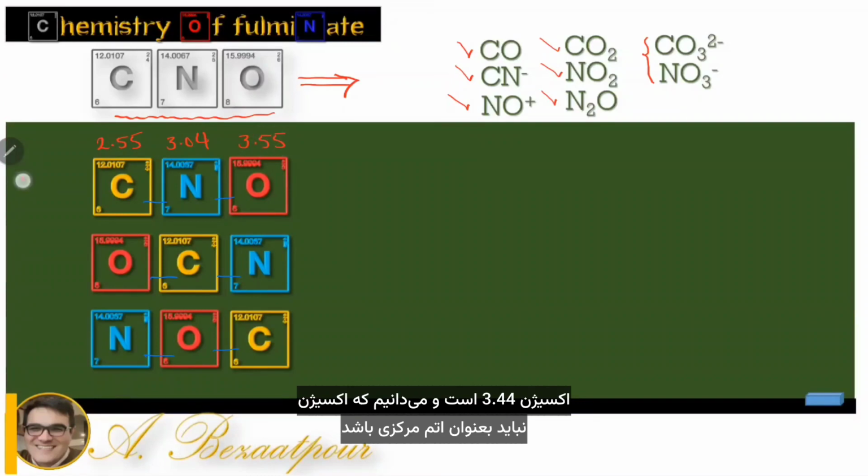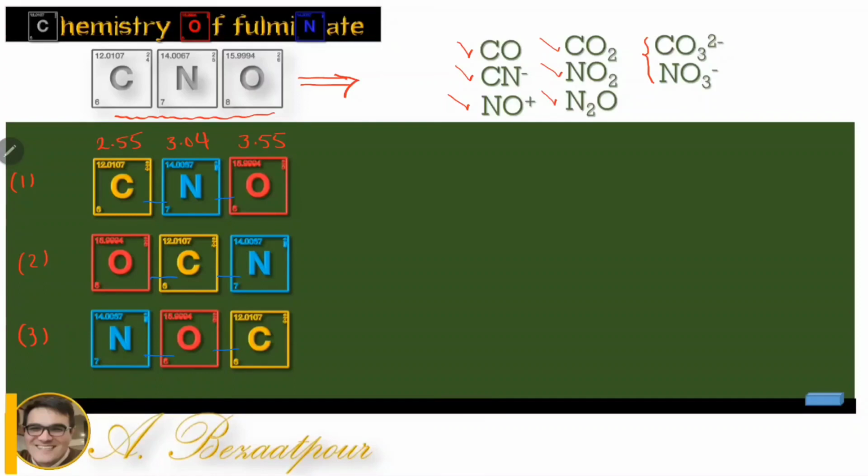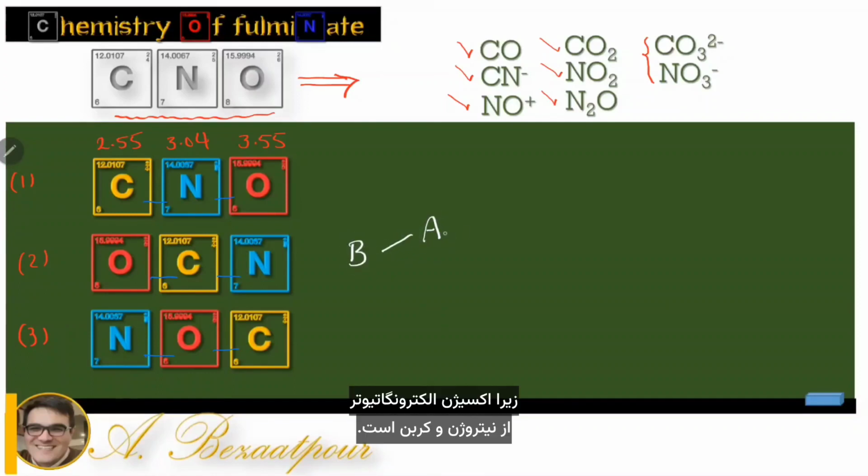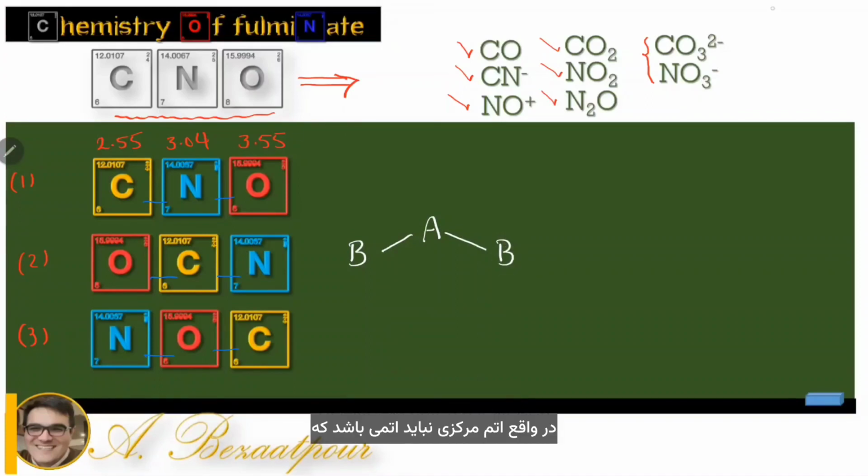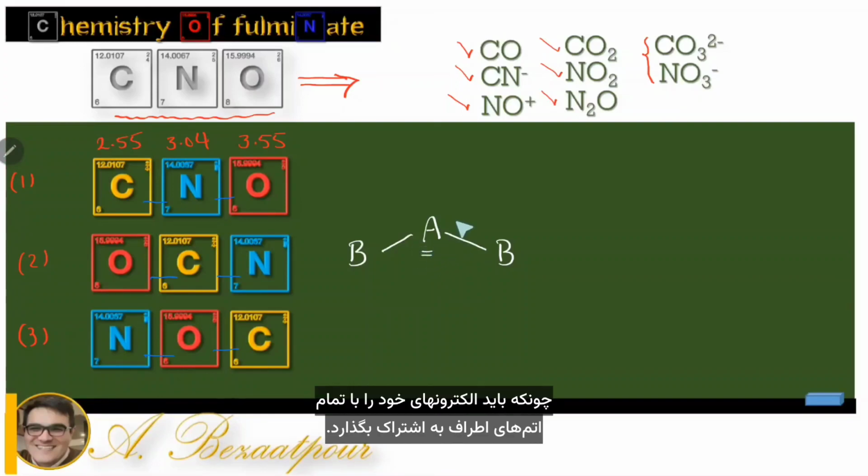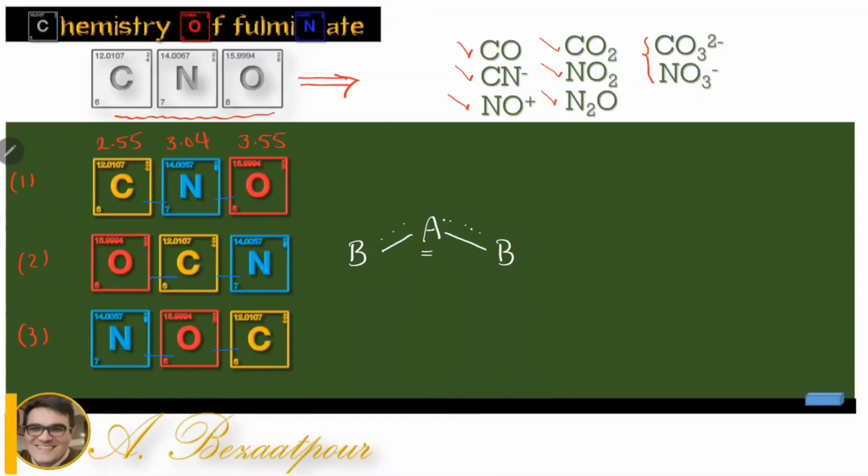And we know that oxygen should definitely not be the central atom. But why? Because oxygen is more electronegative than nitrogen and carbon. In fact, the central atom should not be the atom that has the most electronegativity, because it must share its electron with all surrounding atoms.